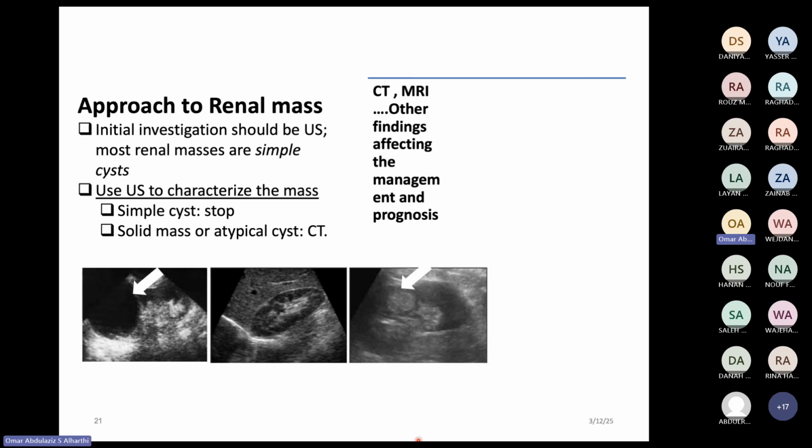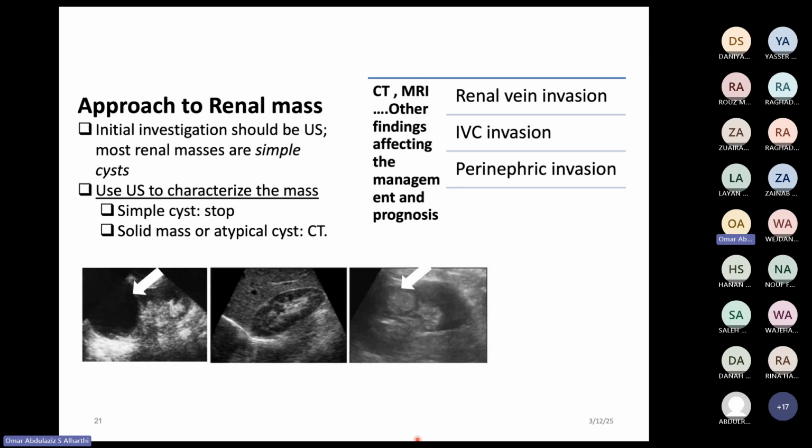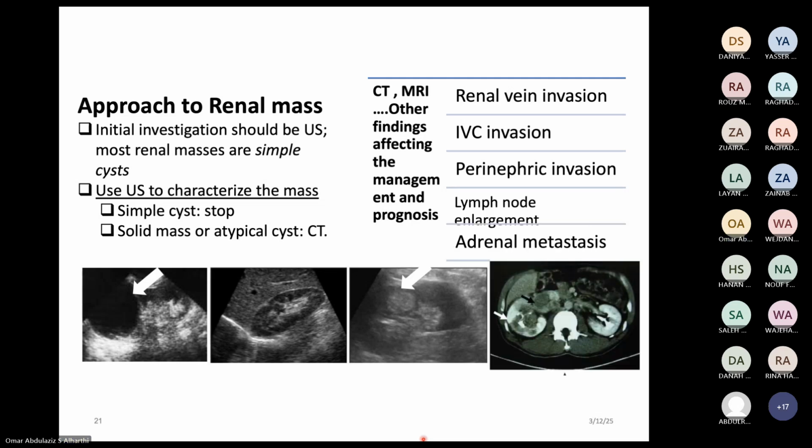So if you are faced with a renal mass, if it looks like a simple cyst like this one, stop. You don't need to do anything else. If it looks like a solid mass or complex cyst, you then do a CT or MRI with contrast to further evaluate. Okay, and if it's a mass, you look for other findings such as renal vein invasion, IVC invasion, and fat invasion, and so on. Okay.